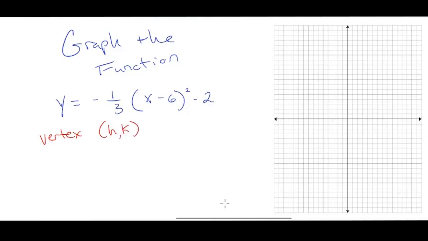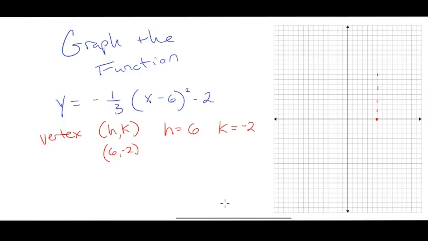All right, so h is 6 and k is -2. So my vertex is (6, -2). So that means that my axis of symmetry will be x = 6. So I will draw my axis of symmetry at +6, which is right here.